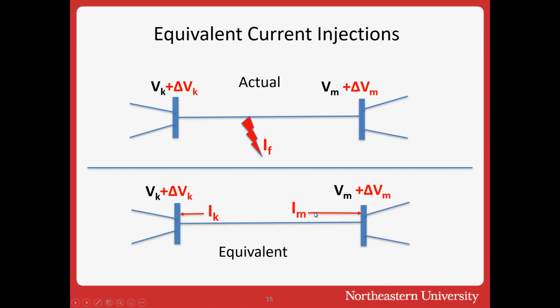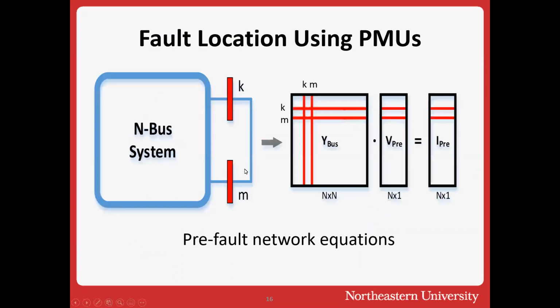However, of course, instead of this, you'll have two injections. So this is old knowledge. Nothing new here, but you can look at it in a different way. You can think about it this way. This is the N-bus system. These are the buses K and M. And if you write the network equations, the admittance matrix times the bus voltages before the fault, these are the pre-fault voltages. And these are the pre-fault bus injections, mainly representing the generation and the load injected currents.